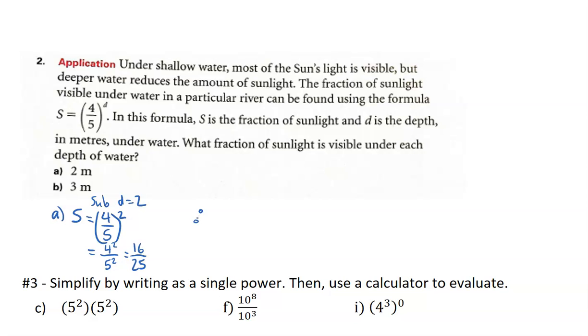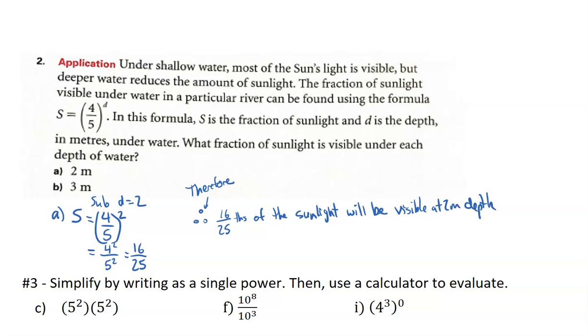So we could conclude, and sometimes you'll see 3 dots for a conclusion. That means therefore. Therefore, 16/25 will be of the sunlight. Let's be clear about this. 16/25 of the sunlight will be visible. And for those of you who are thinking about percentages, you could change that to a percentage as well. So this much would be visible at 2 meters depth. And maybe it would help to put it as a percent.